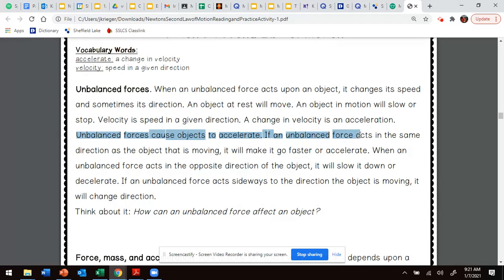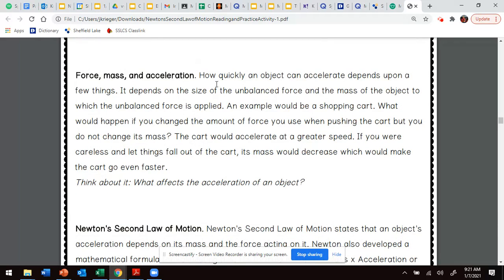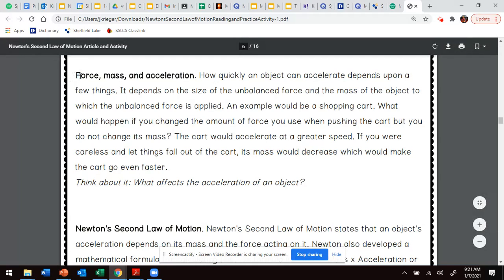If an unbalanced force acts in the same direction as the object that's moving, it will make it go faster, or accelerate. When an unbalanced force acts in the opposite direction of the object, it will slow it down, or decelerate. If an unbalanced force acts sideways to the direction the object is moving, it will change direction. His second law is all about force, mass, and acceleration.